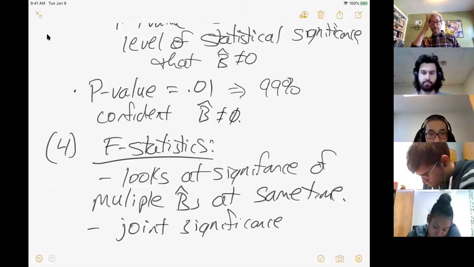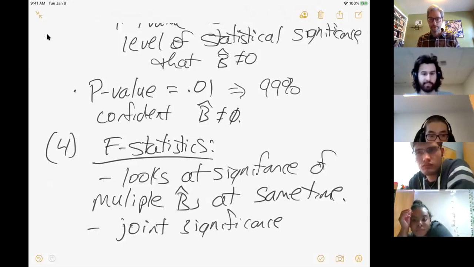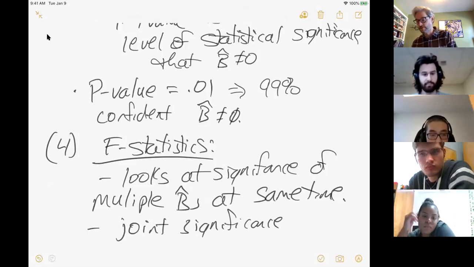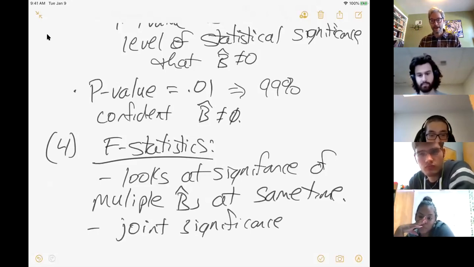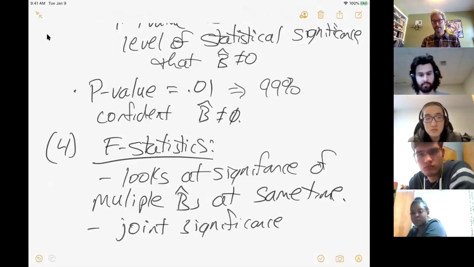Okay, I'm not going to ask you to know more about f-stats. Your author will report whether they're significant or not. You can just believe your author, right? But when they're talking about f-stats, that's what they're talking about. It's very similar to a t-test or a t-statistic, but with multiple variables at the same time.